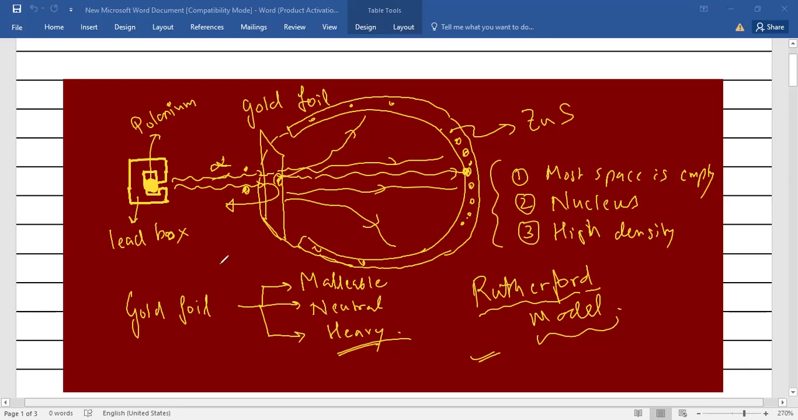Sir, can you once again repeat why the lead box was used? Because you are using one radioactive material, no? It will emit harmful alpha particles. So it is emitting harmful radiation all around it. So we have to block all the sides, except we will keep one opening through which we will allow the alpha particles to come through and hit the gold foil.